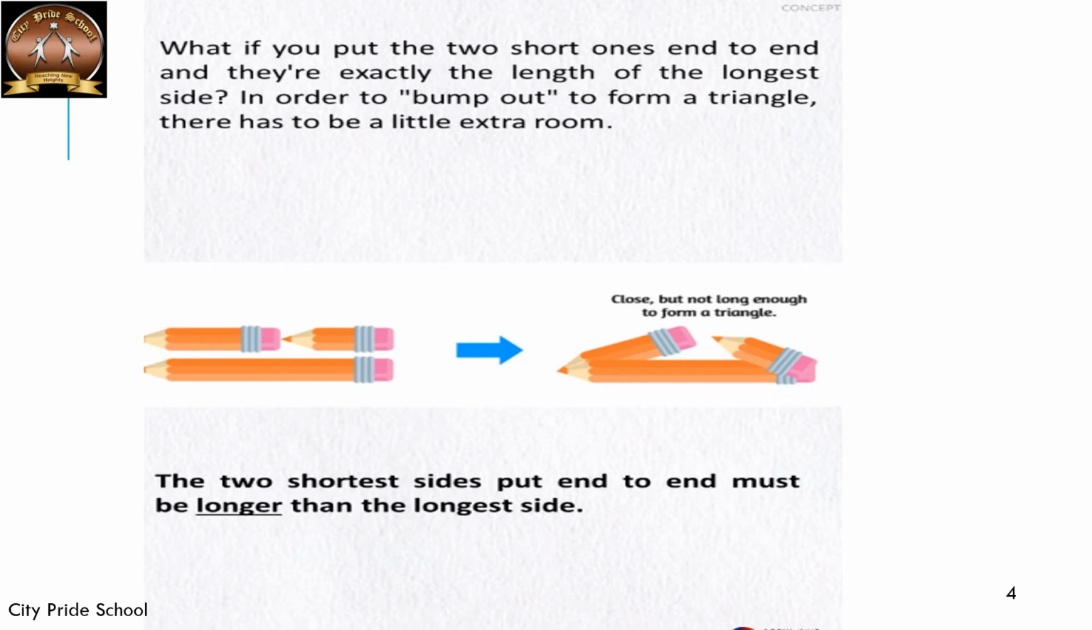So what do you understand by this? This is the next property of a triangle: the two shortest sides put end to end must be longer than the longest side. Got it? That means the addition of any two sides of a triangle must be greater than the third side. Then and only then will they form a triangle, otherwise not.